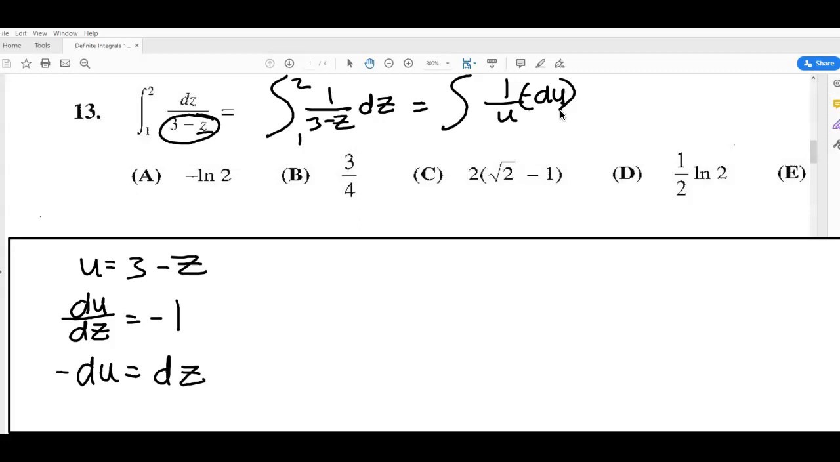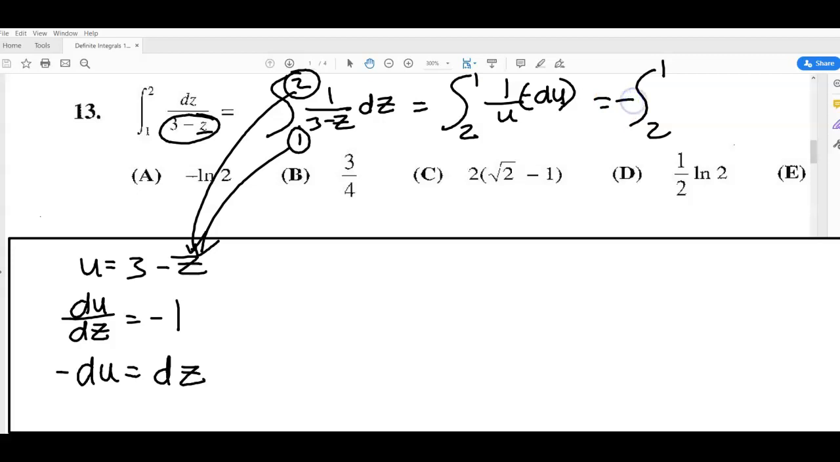We also need to deal with these limits like on the last few. If I plug in 1 here, I get 2, and if I plug in 2, I get 1. To simplify this a little bit, we have the following. Put the negative out in the front. It's kind of weird. Usually the bigger number's on the top of the integral, but in this case the smaller one is, and that's okay. That's not going to change anything that we do, it just looks weird.